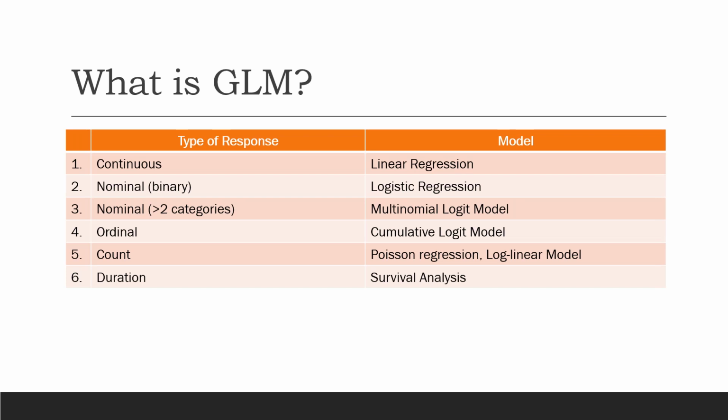Now, sixth is duration. And duration, as the name suggests, is the duration to an event. For example, we're trying to model when a customer will churn. That is when they will end their association with a business. The event here is the customer churning.